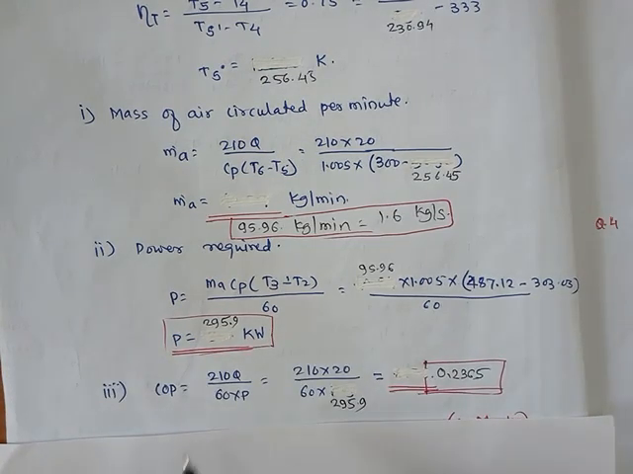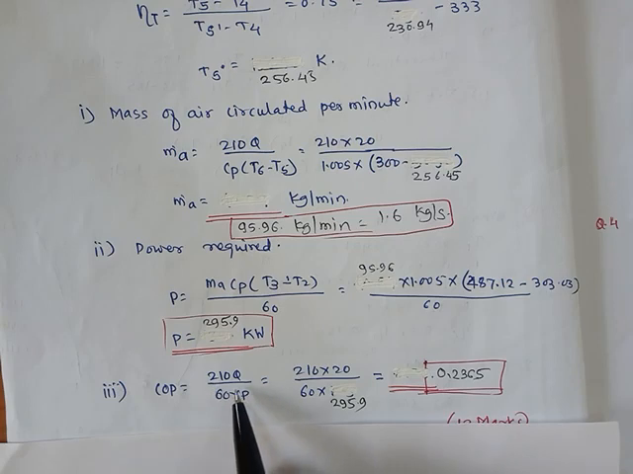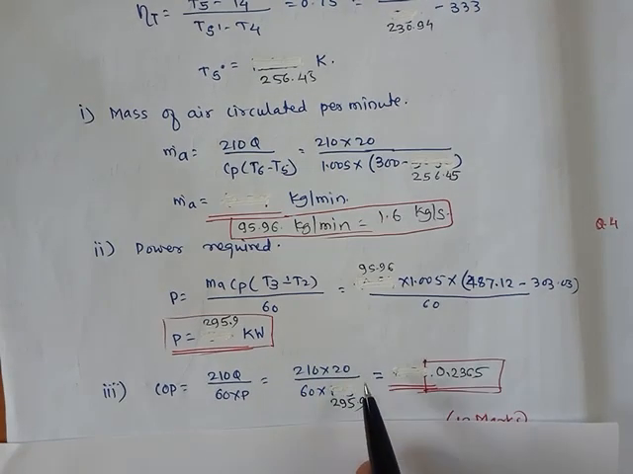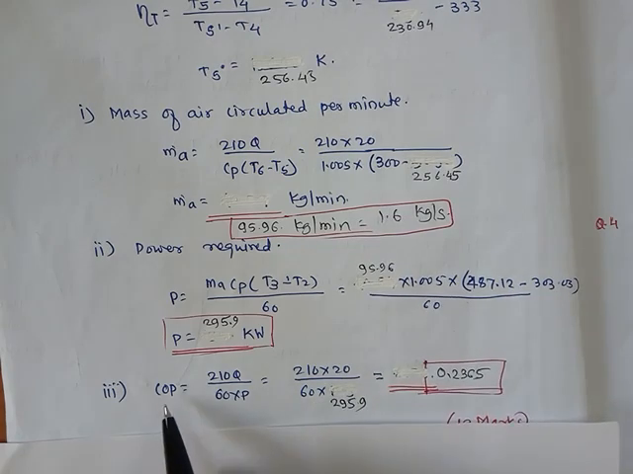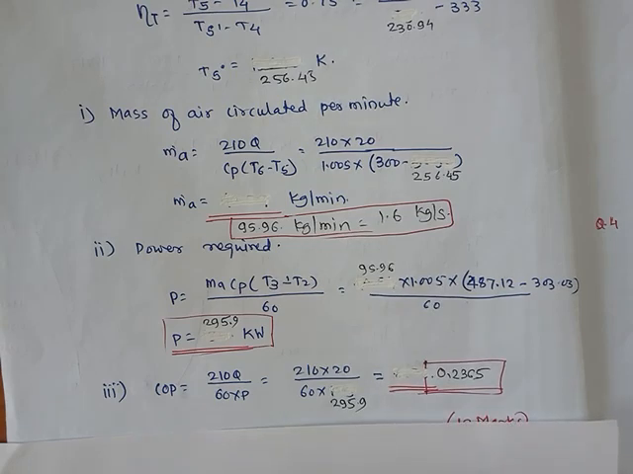And last, we will find the COP of the refrigeration system. COP is the ratio of the refrigeration effect divided by the power delivered to the compressor. So COP is equal to 210 Q divided by 60 into P, which is 210 into 20 divided by 60 multiplied by 295.9. After solving this, we get the COP equal to 0.2365. So this is the value. Okay, thank you.